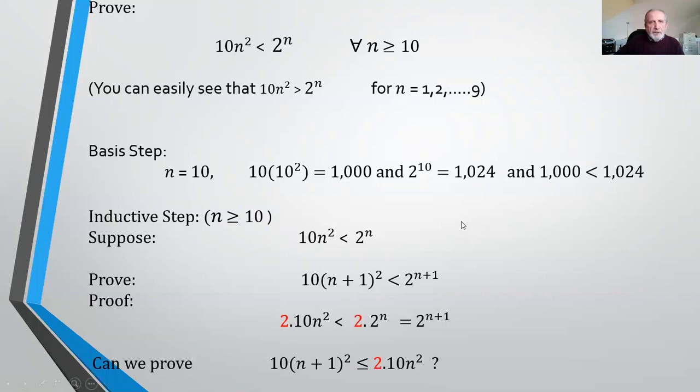Now this one is a little bit more complicated than the previous example. Again, keep in mind n is greater or equal than 10. Suppose 10n squared is less than 2 to the power n, which is what we are trying to prove here. And we need to prove, replacing n by n plus 1, 10 times n plus 1 squared is less than 2 to the power n plus 1. So now if I take this, which I know is true, and multiply both sides by 2.